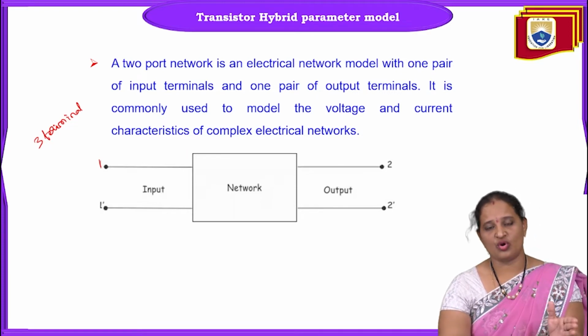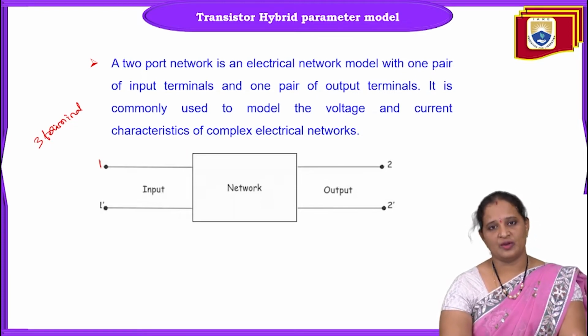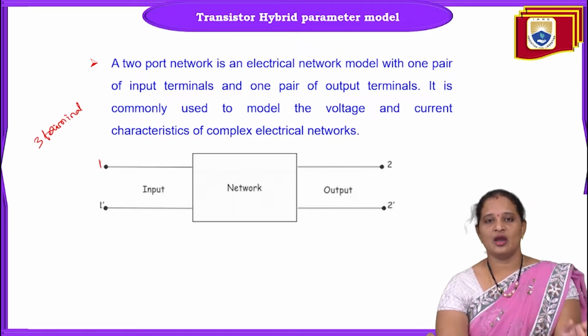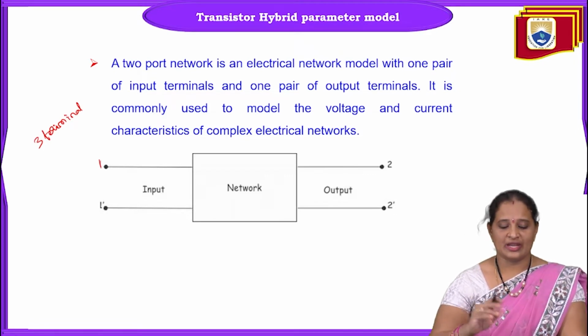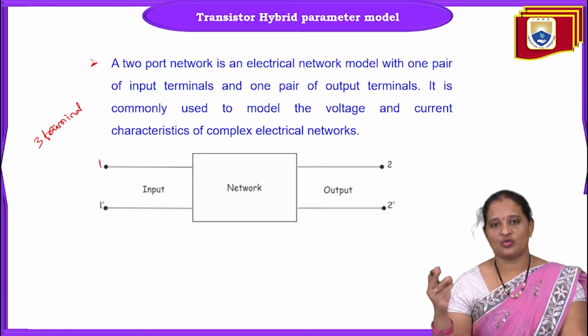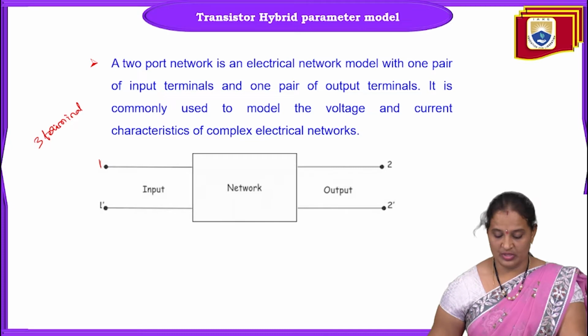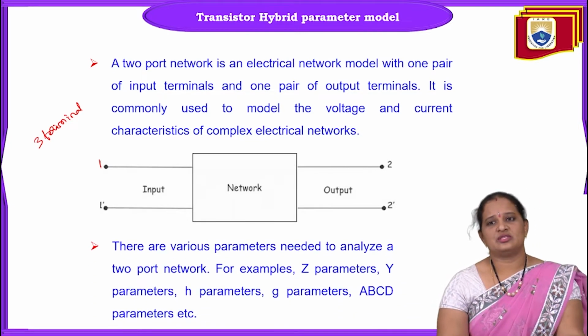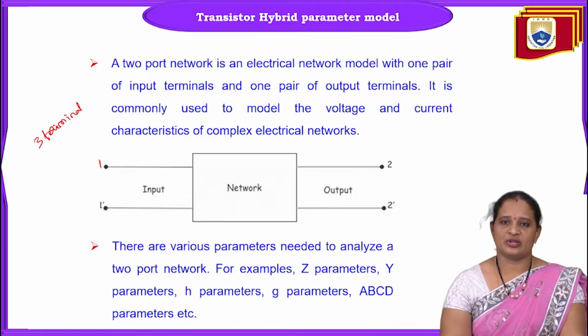That means we can model a transistor as a 2-port network by considering one terminal as input and one terminal as output, and the third terminal is considered common between the input and output terminals. So we apply the input to one port and the output is taken from the other port. There are various parameters needed to analyze a 2-port network.